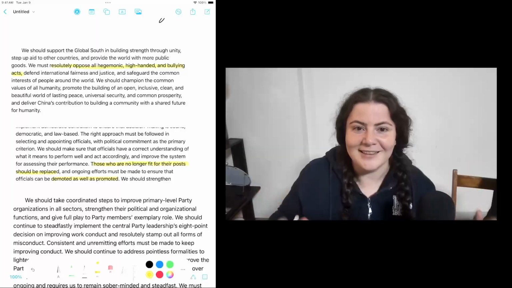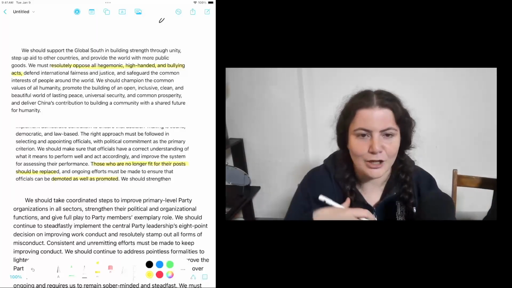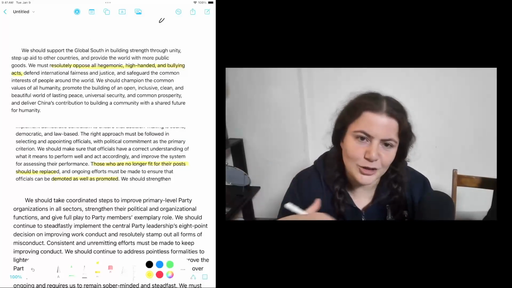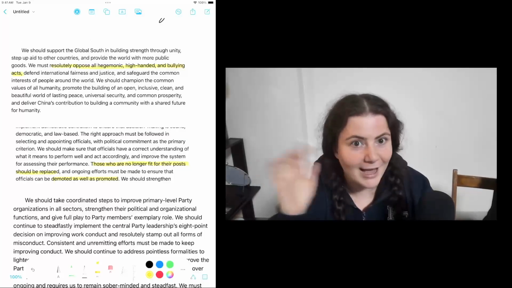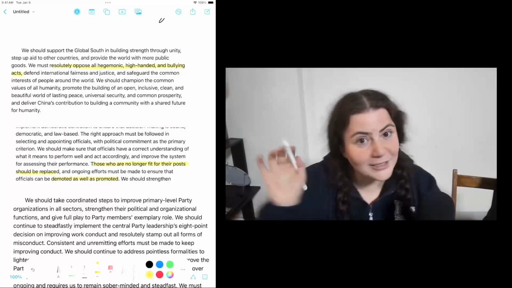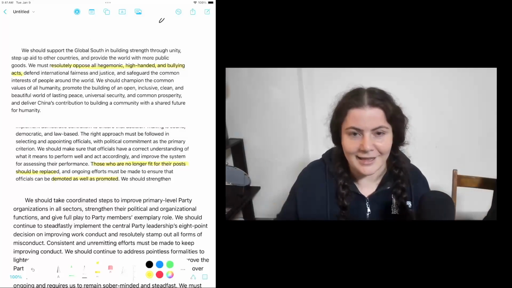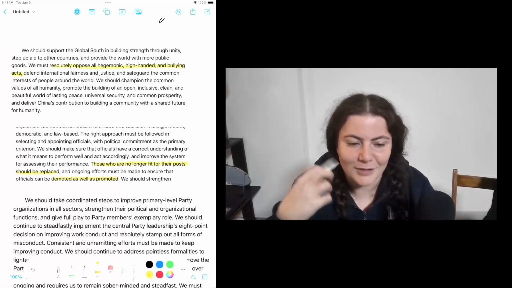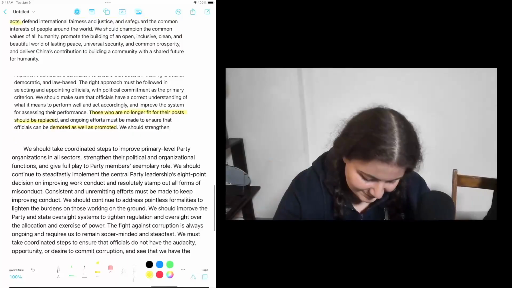All of a sudden the severity changes, and afterwards, this is a longer paragraph, but then afterwards they're talking about training the officials again. But this is a clear warning. You can go up as well as down. You can be replaced. There is an exit door. The CCP is not one way in and then you're good for life. So very interesting the way the warnings just pop up inside paragraphs.